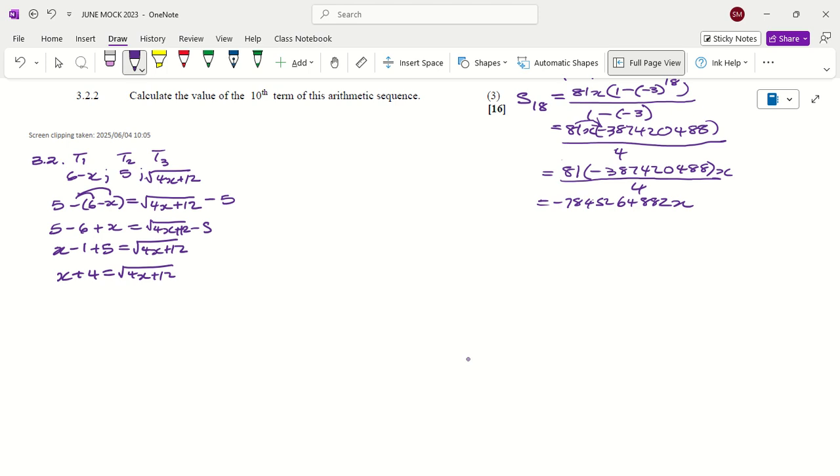Right? The next thing, we must remove the root. How do we remove the root? We square both sides, right? Then this is going to be x plus 4 times x plus 4, which is equal to, when we remove the root, 4x plus 12. Then this is x squared plus 8x plus 16.